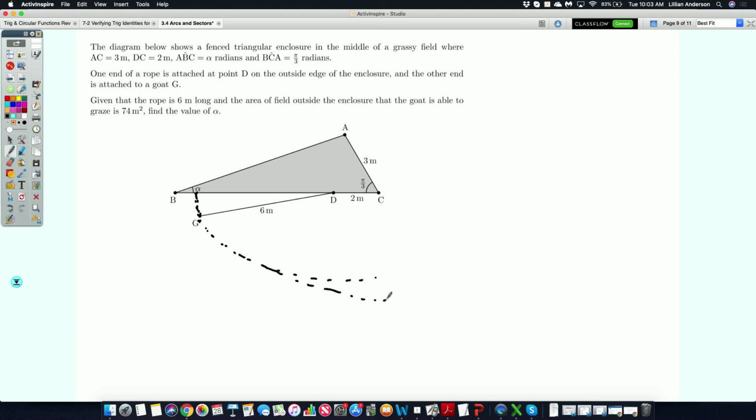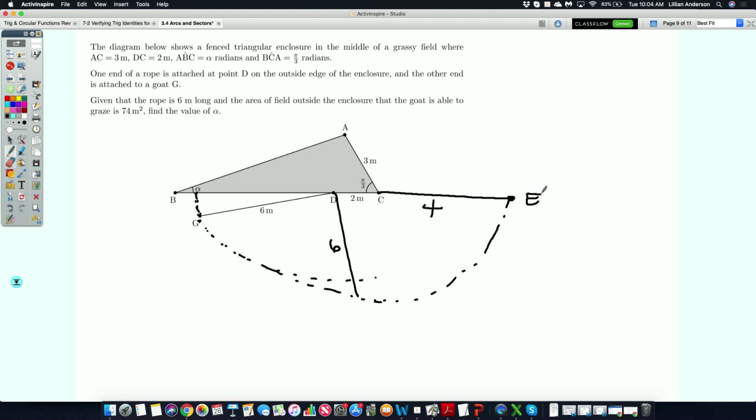But no matter what, he's always how far away? 6. When he gets here, how far is he away? He's still 6. Let's see, A, B, C. Let's call this point D. How far is it from C to D? 4. Oh, I already have D here. Sorry, let me use E. From the point where the goat is chained up, which is at point E, he can only go out to 6 meters.